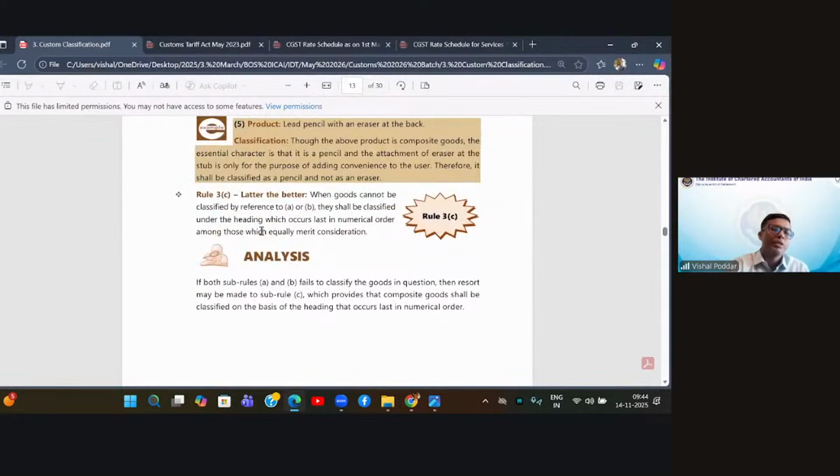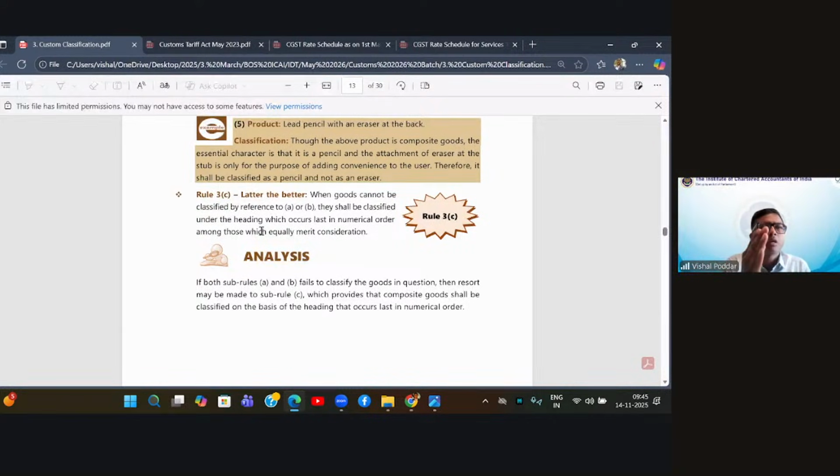And then comes rule 3C. If at times you find certain products which are classifiable under different chapters and you do not get the answer by 3A and 3B both, where 3A says go by the specific name and 3B says go by the essential character, and both are not helping, then 3C says no problem. Out of all the chapters which you feel that your product can be classified into, take the chapter which comes last in the sequence.